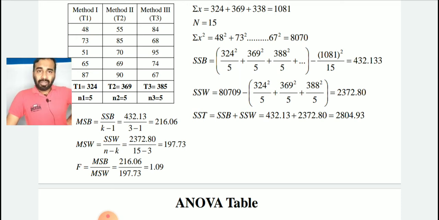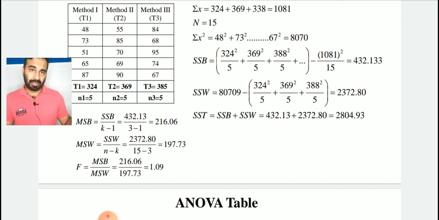Okay, so here it will be 2372.80 divided by 15.3. Here N is equal to 15 and K is equal to the total number of groups, 3. It's equal to 197.73. Okay, so in both cases, K means what?